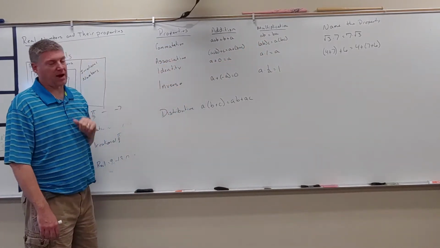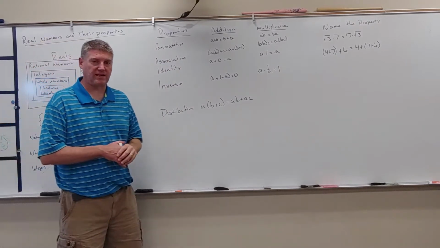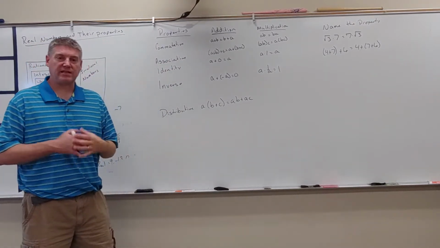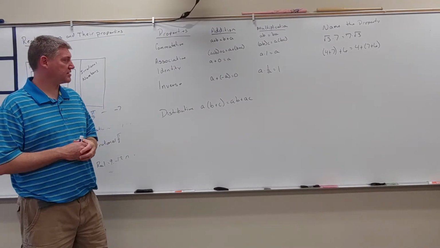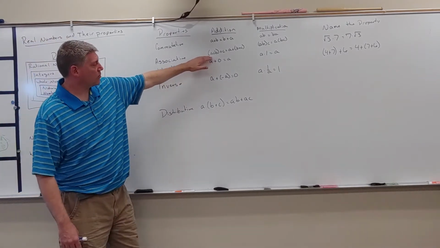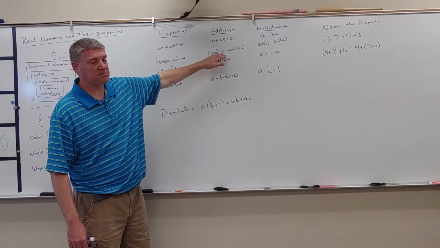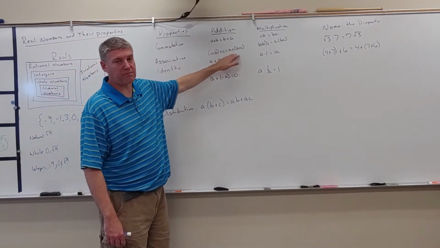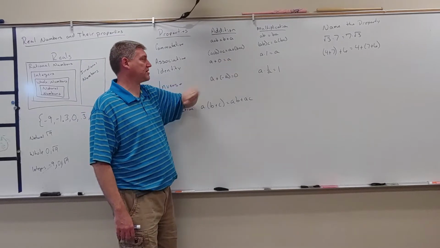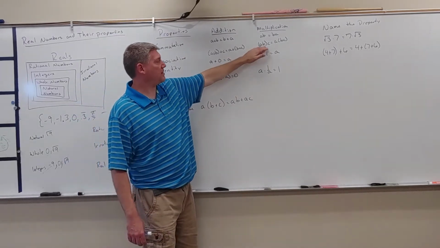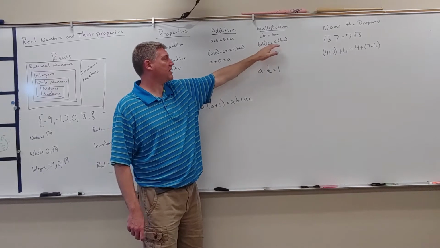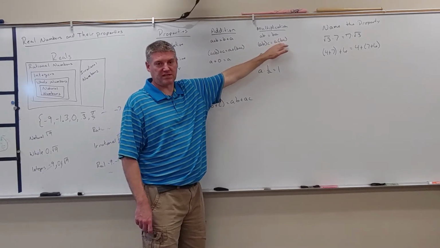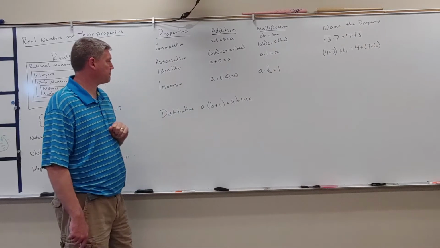I have the associative property. So the associative property says that in addition and multiplication, it doesn't matter which ones I group inside the parentheses, it's going to give me the same thing. So (A plus B) plus C is equal to A plus (B plus C). And then multiplication says (AB) times C equals A times (B times C).